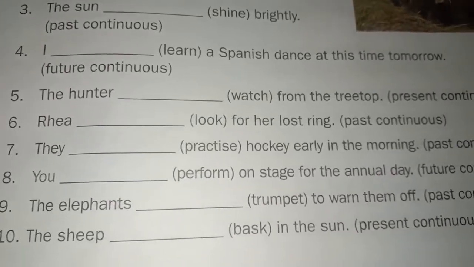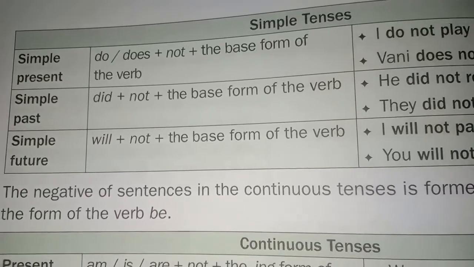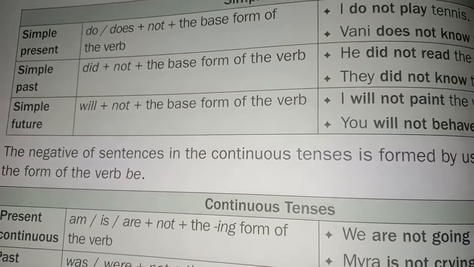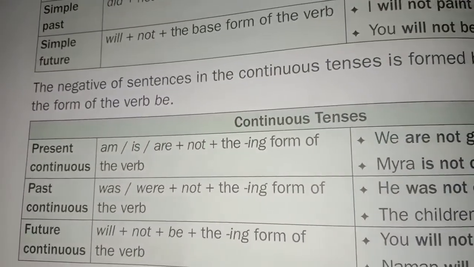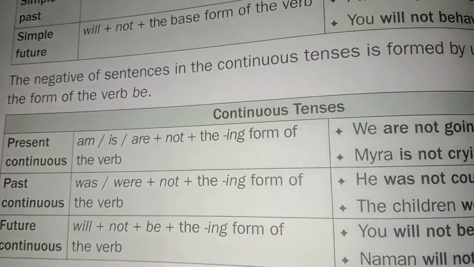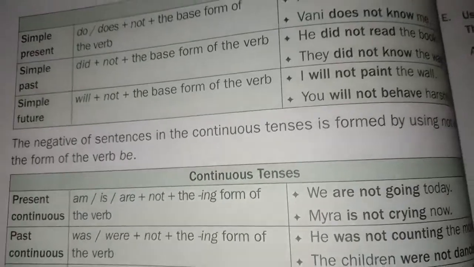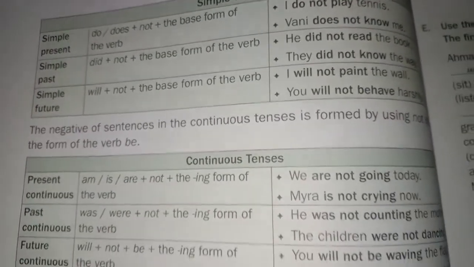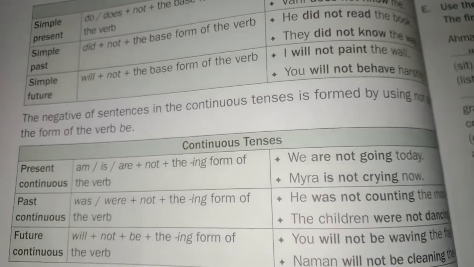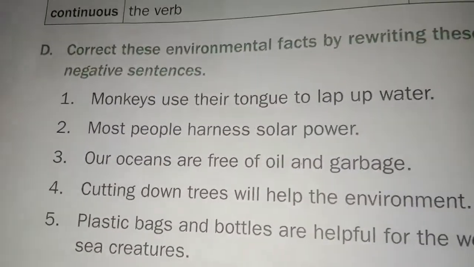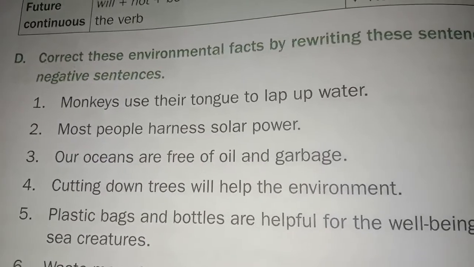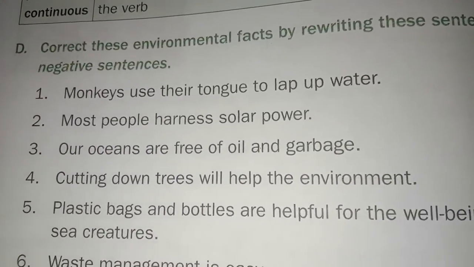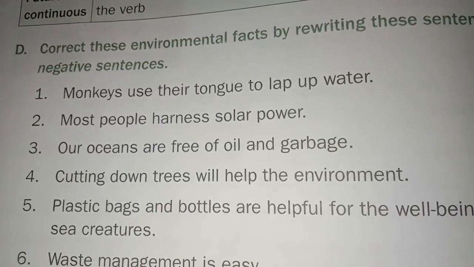Present continuous. See, children, negative form, I said no. Simple present form. See that? And present continuous tense. Yes. Now, by seeing this, you can copy this table in the classwork. By using this, you should complete these sentences. Correct these environmental facts by rewriting these sentences as negative sentences. First one: monkeys use their tongue to lap up water.